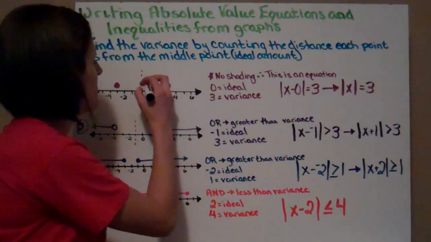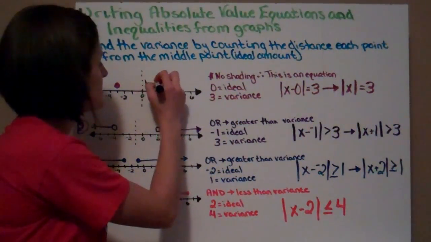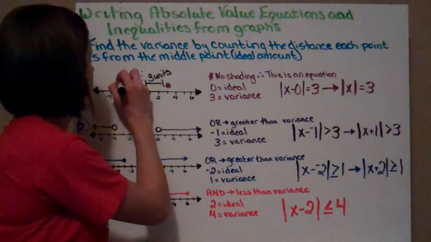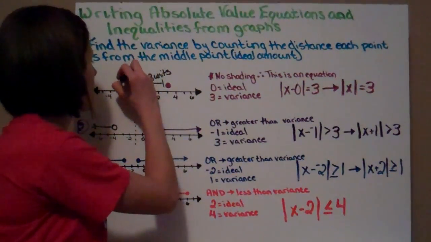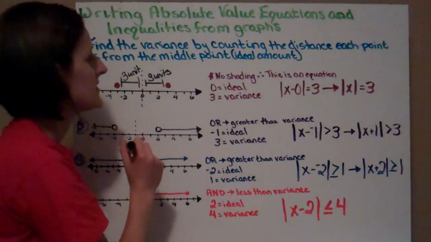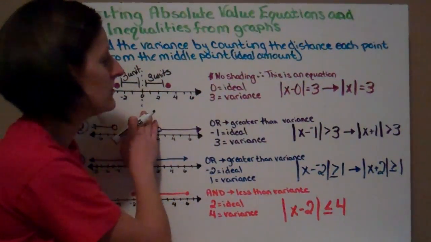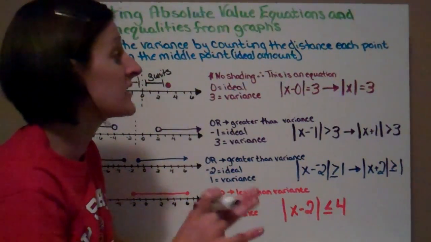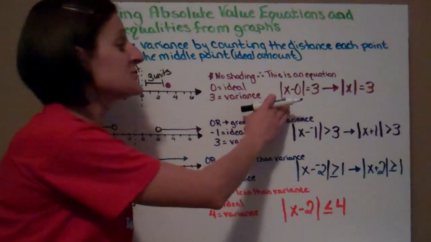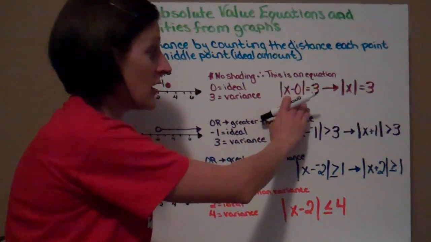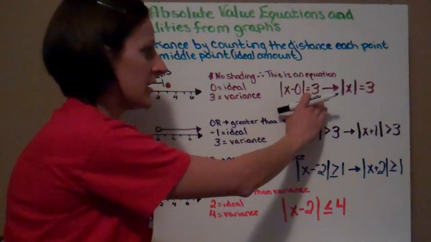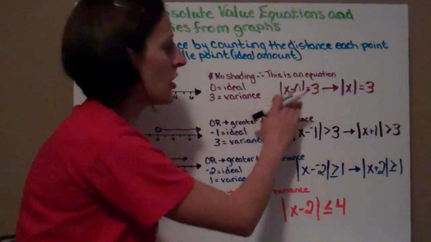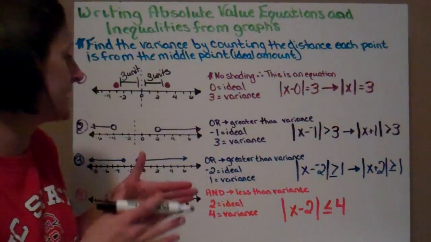Now, I'm going to be 1, 2, 3 units from here to here, and from here to here, I'm as well 3 units. That is my variance. So my ideal was 0, that was the middle. The variance is 3. So I write my inequality, or actually, this one was an equation. The absolute value of x minus the ideal, which is 0, equals your variance. Basically, to sum it up, you can do the absolute value of x equals 3. We know that 0 would be the ideal amount.